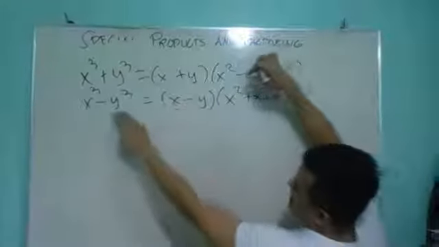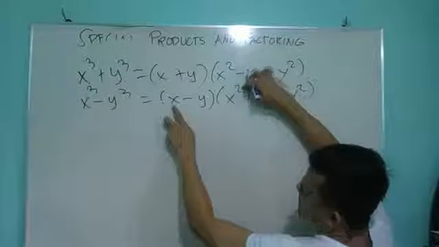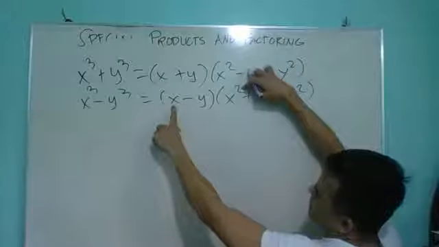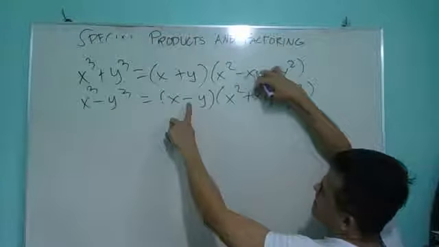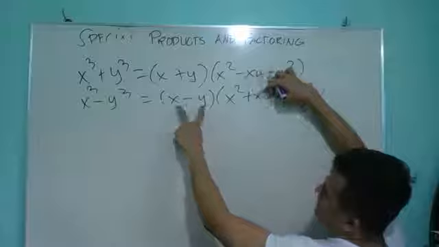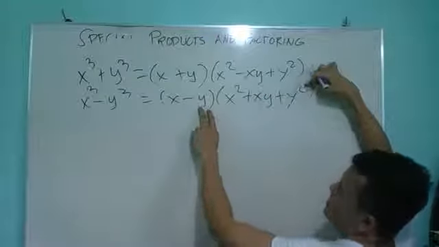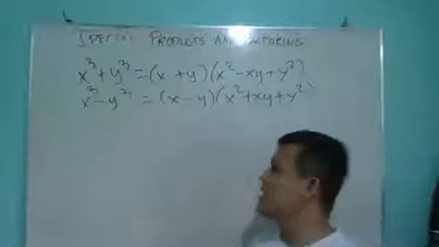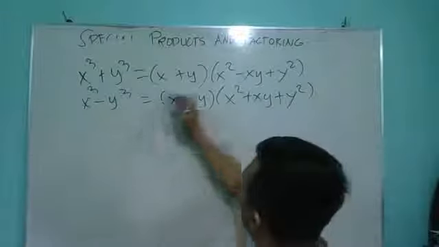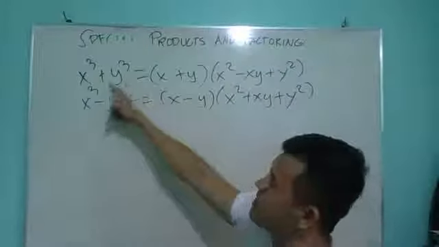Okay? x minus y again, x minus y, square the first. This is actually the same rule. Square the first, change the sign, multiply them, square the last. That's it. Why? Okay, now let's try to verify this one.